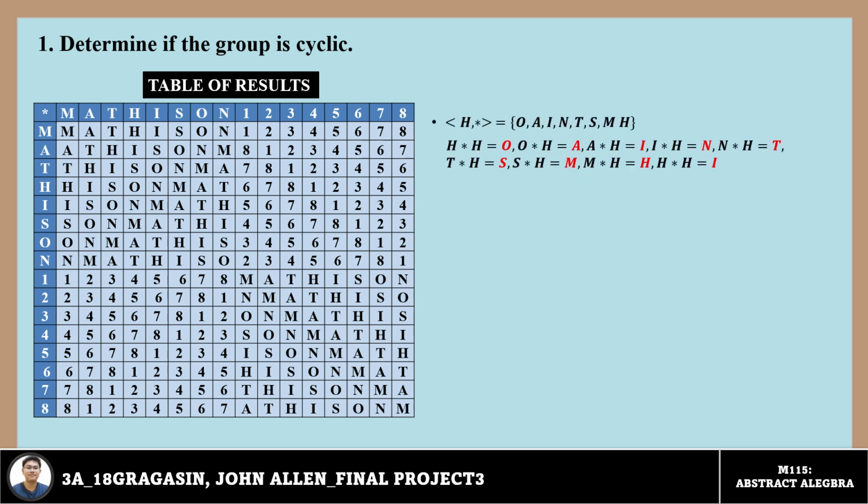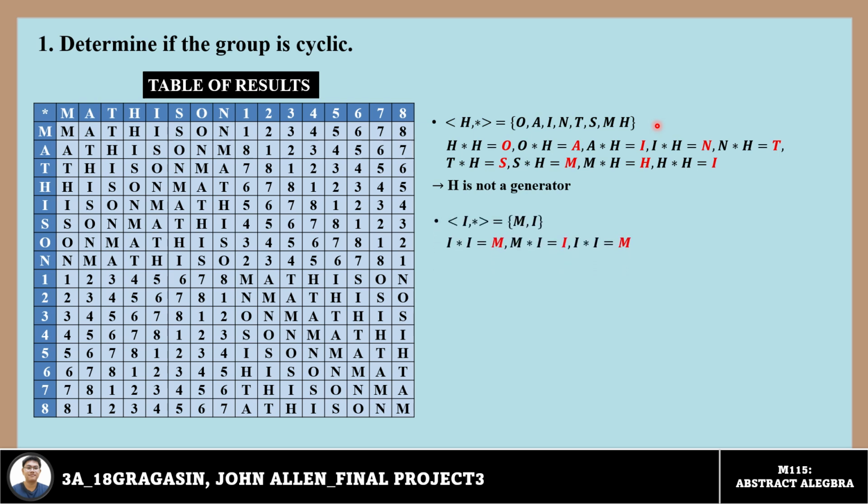Next, we have the element H. H star H, we have O, O star H is equal to A, A star H is equal to I, I star H is equal to N, and then N star H is equal to T, and then T star H is equal to S, S star H is equal to M, M star H is equal to H, H star H is equal to O. As you can see here, the resulting elements are O, A, I, N, T, S, M, and H, and it doesn't generate the entire set G. Therefore, H is not a generator.